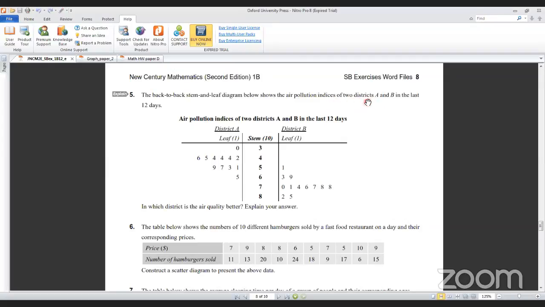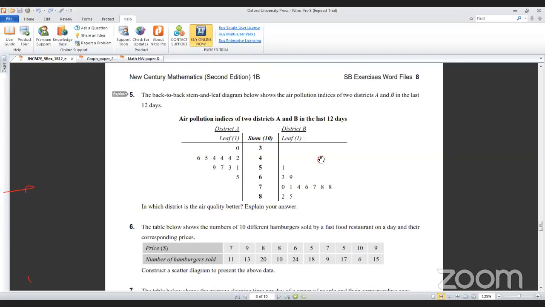In this case, there are two districts, meaning two areas: district A and district B. I would like to know what happened to the air pollution, to see which area has the more serious air pollution problem. This diagram shows the air pollution index of the two districts in the last 12 days. If you count the numbers, there should be 12 for each district.